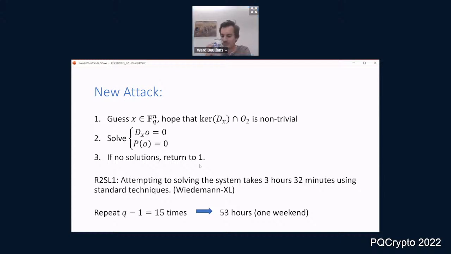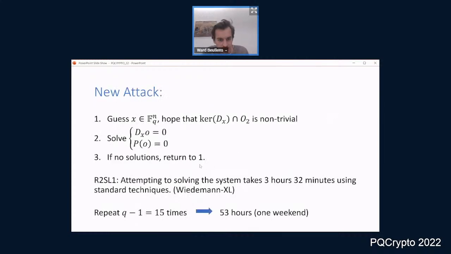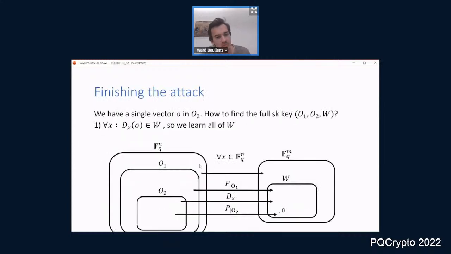Okay, and how do you finish the attack? I told you this is how you get a single vector in O2, but as soon as you know a single vector in O2, then everything collapses, and finding the entire secret key is kind of easy, right? So the first step is you again use this property of the differential. You know this vector o, and then you try random x, and dx(o) will be inside of W, right? So you do this for many x until you have a basis for W.